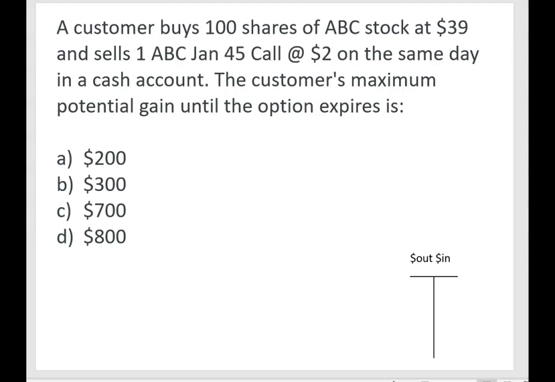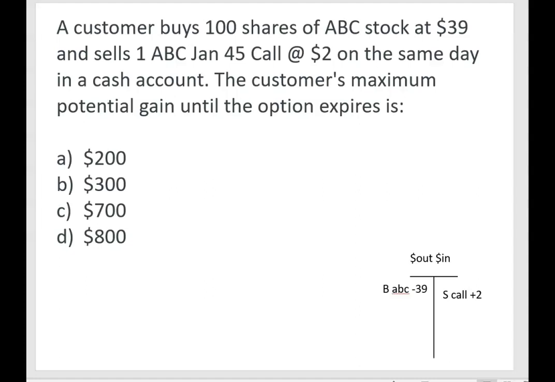Customer buys ABC stock at $39, and then sells or writes, or is short, one ABC January call. So we're going to sell or write the call option, sell call plus 2. At this moment, 39 went out, 2 came in, so our customer's down 37 right now. So what's the break even point? $37. If he sold it at $37, he'd exactly break even.